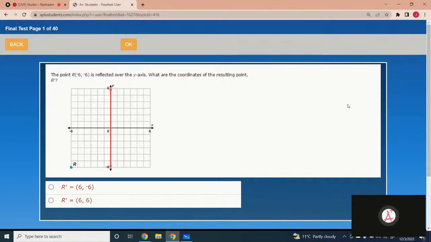Okay, -6 and -6 is reflected over the y-axis. So here is the point -6 and -6. When it is reflected over the y-axis, it would be here. So it would be 6 and -6. Got it? Because when you shift this point from here to here, I placed the cursor on the point. So x is +6 and y is -6. So the correct option is 6 and -6. Got it? So just select the correct option and then click on the OK button.